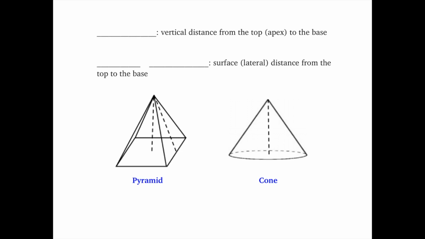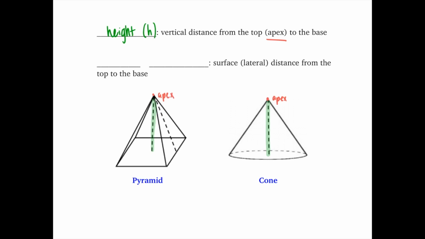What I want to point out that you'll see in these next couple of examples is there's two heights going on. If you look, they each have this straight up and down height, almost inside of each of them. We call that vertical distance from the top to the base our normal height, and a lot of times we'll use h. This fancy word here, apex, is the point at the top of these types of 3D figures.